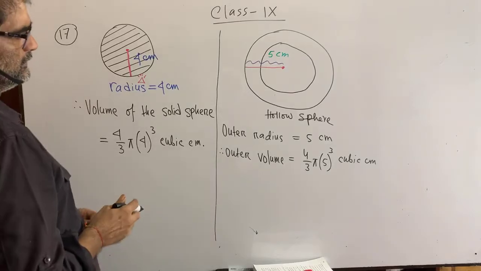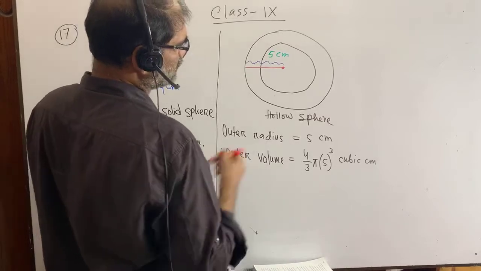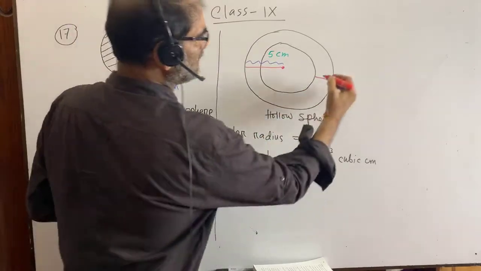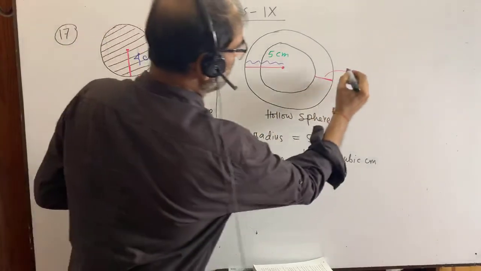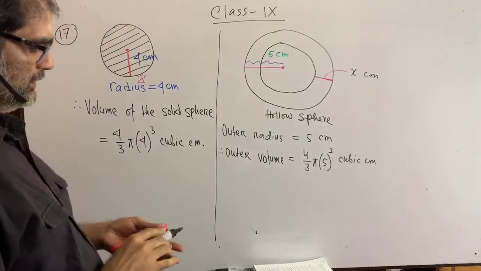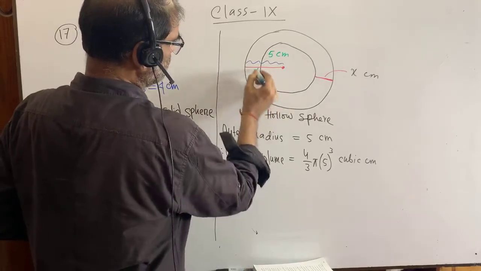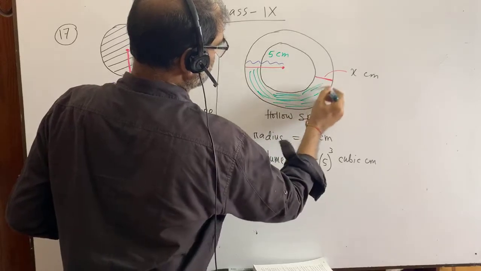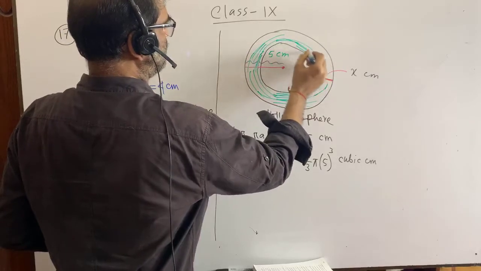Now you see, there is a thickness in this question. Suppose it is the thickness. Let the thickness of the hollow sphere be x centimeter. Here the thickness means, you see, please try to understand, this part is iron. Okay, this part is iron. Please try to understand.